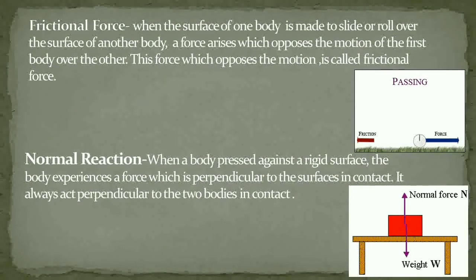Clear? So the weight of the box acting downwards is balanced by an equal upward force called the normal force supplied by the table. You can see in the diagram.